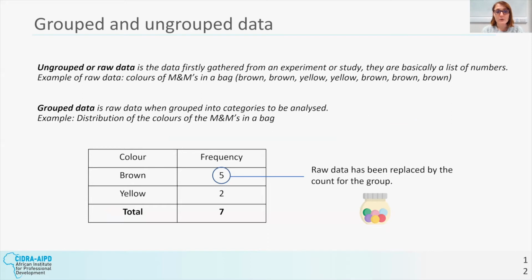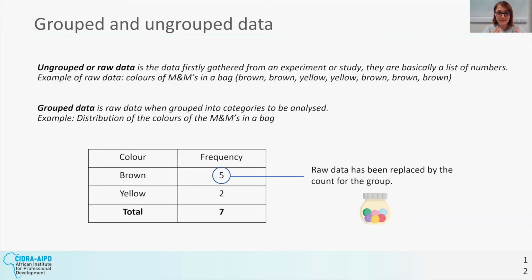Now let's talk about what we mean by grouped and ungrouped data. Ungrouped data are the data that we basically collect when we first perform our experiment. So let's say that our experiment consists in understanding the color composition of a bag of M&Ms. What we do is take an M&M each time, and then write down the color that we observe. So we will have a list of colors. If we assume that we have 7 M&Ms in a bag, we will have 7 colors, one next to the other. So brown, yellow, etc.